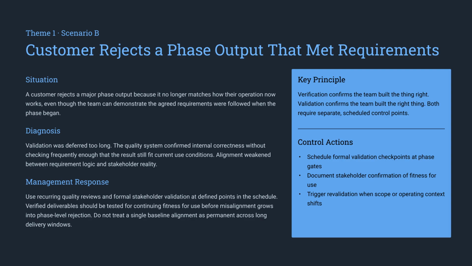Scenario B involves a customer rejecting an output because it no longer fits their current operations, even though it met original requirements. The diagnosis is that validation was deferred too long. You must schedule formal validation checkpoints to ensure your work remains relevant to evolving stakeholder reality.